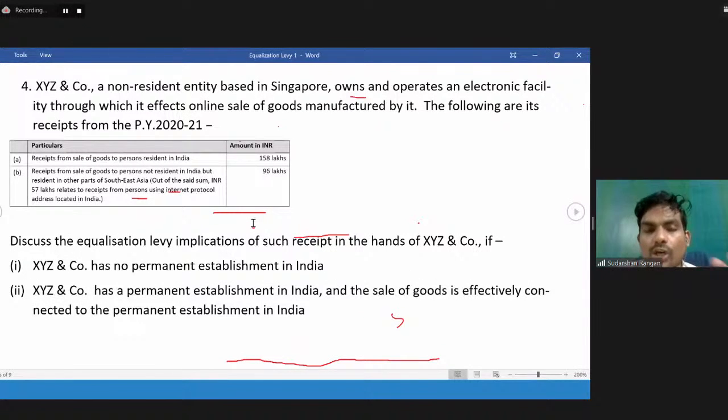So this is a new age concept, sale of data, and also wherever you are targeting Indian consumers as a non-resident, that also they want to bring under equalization levy. This is the law. How it will practically work, we'll only know in the future. But for assessment year 2021-22, this is the law. So I'm done with it today.